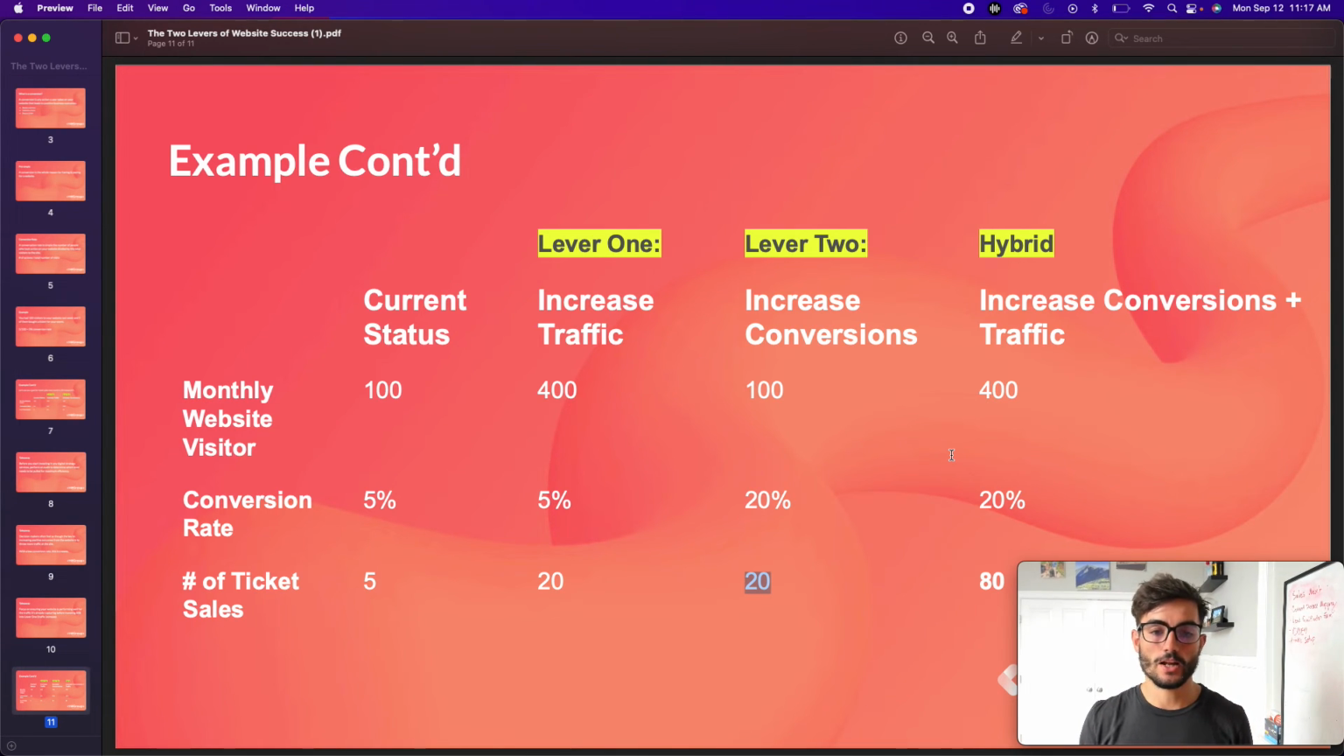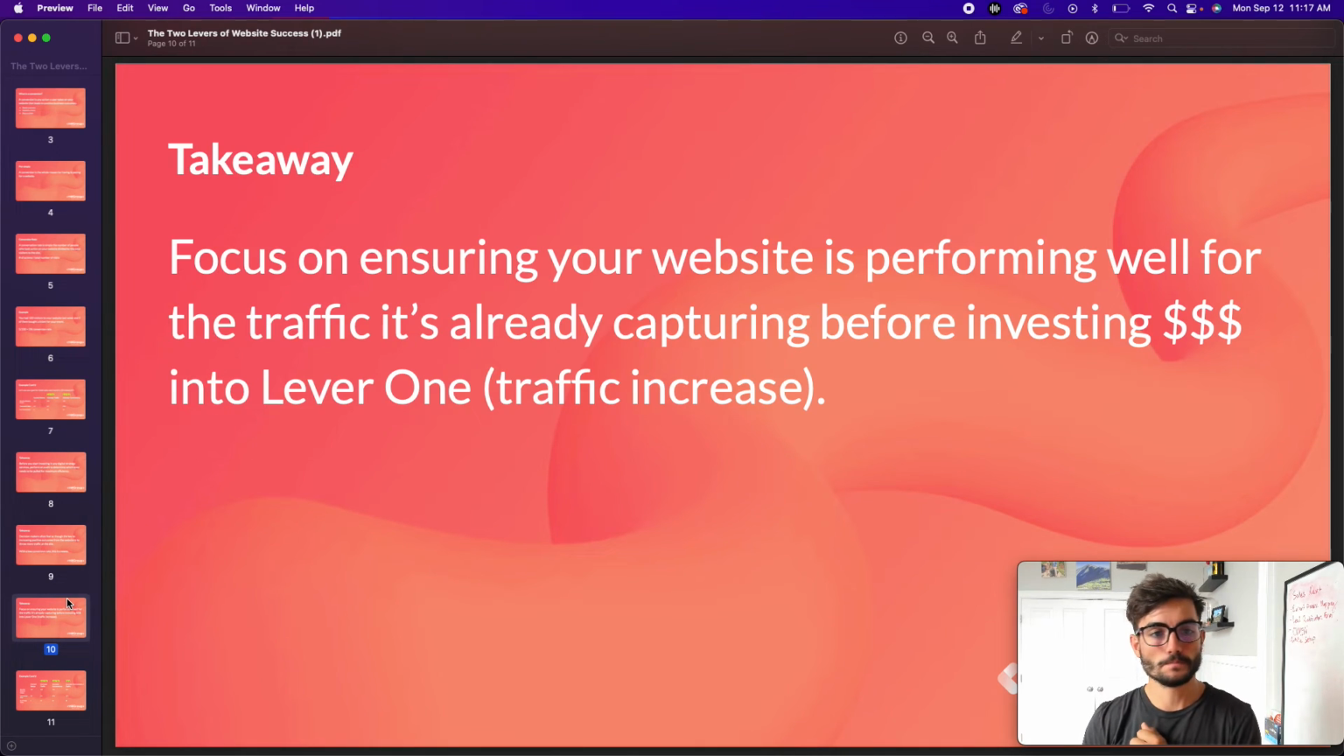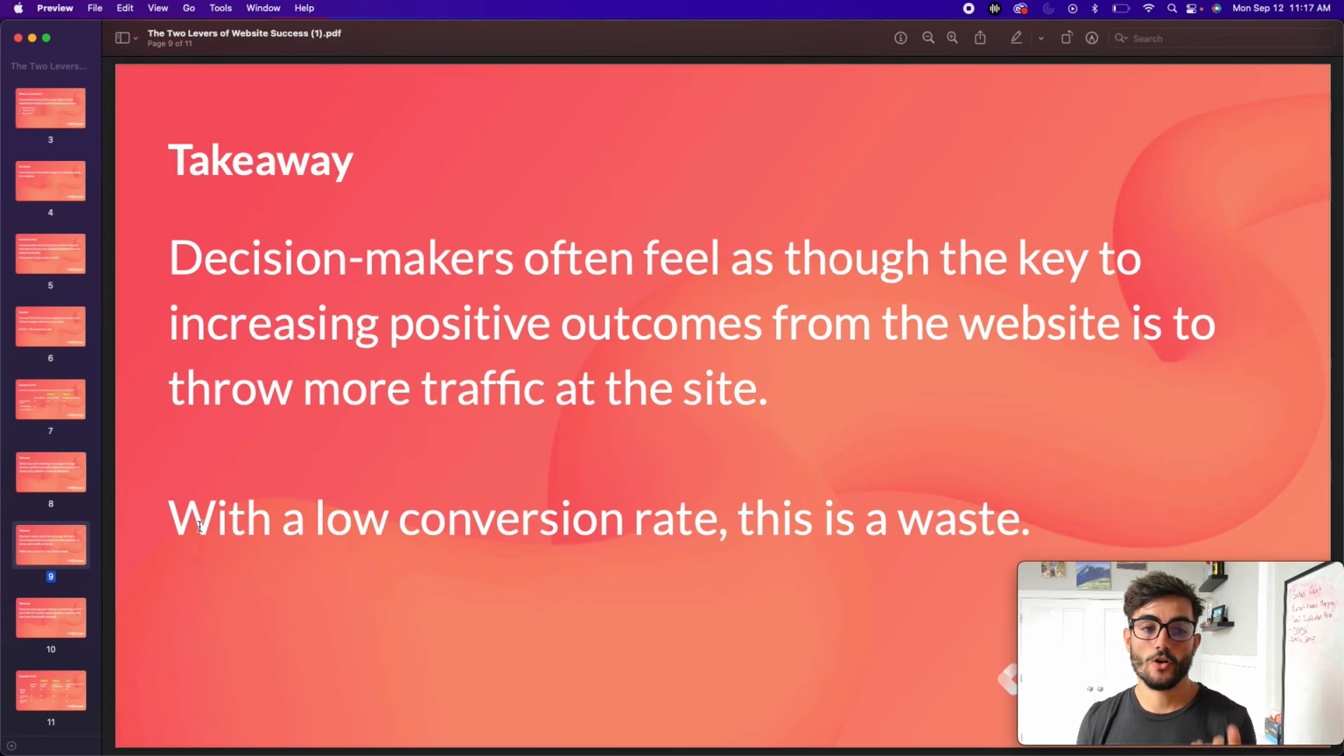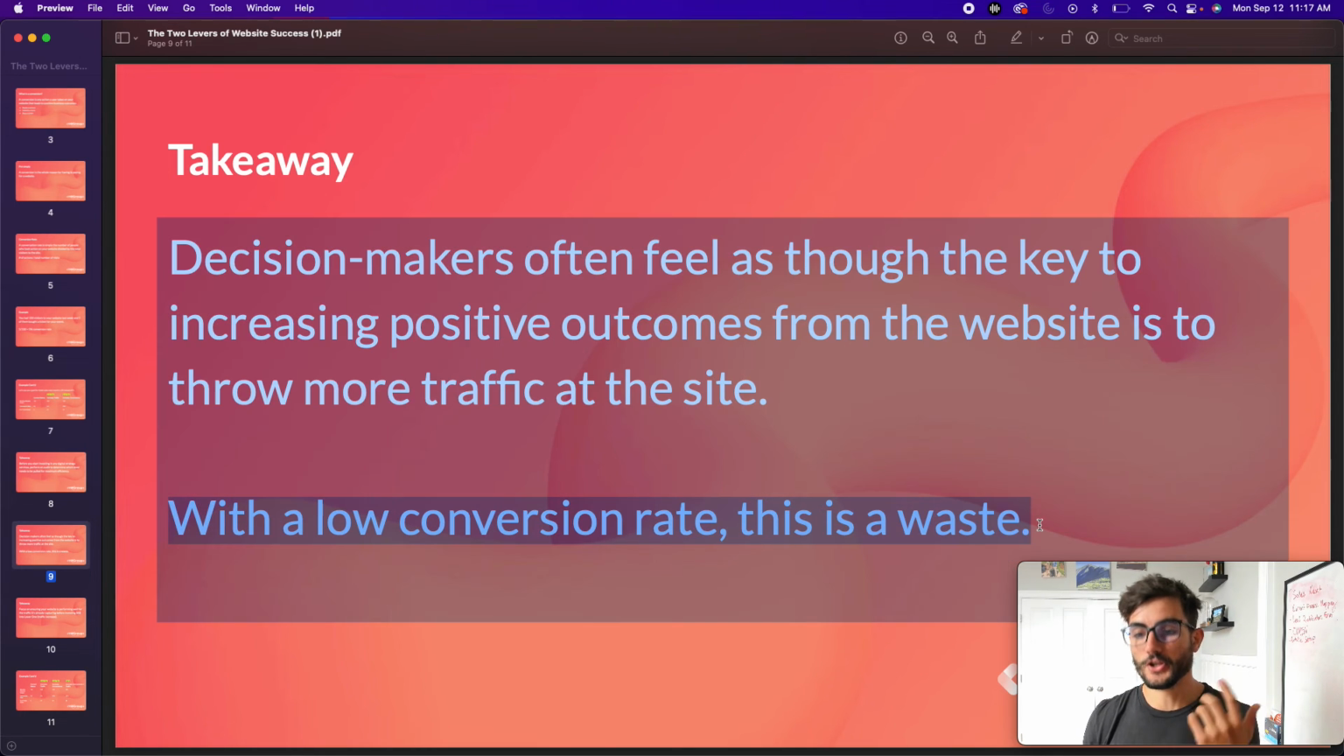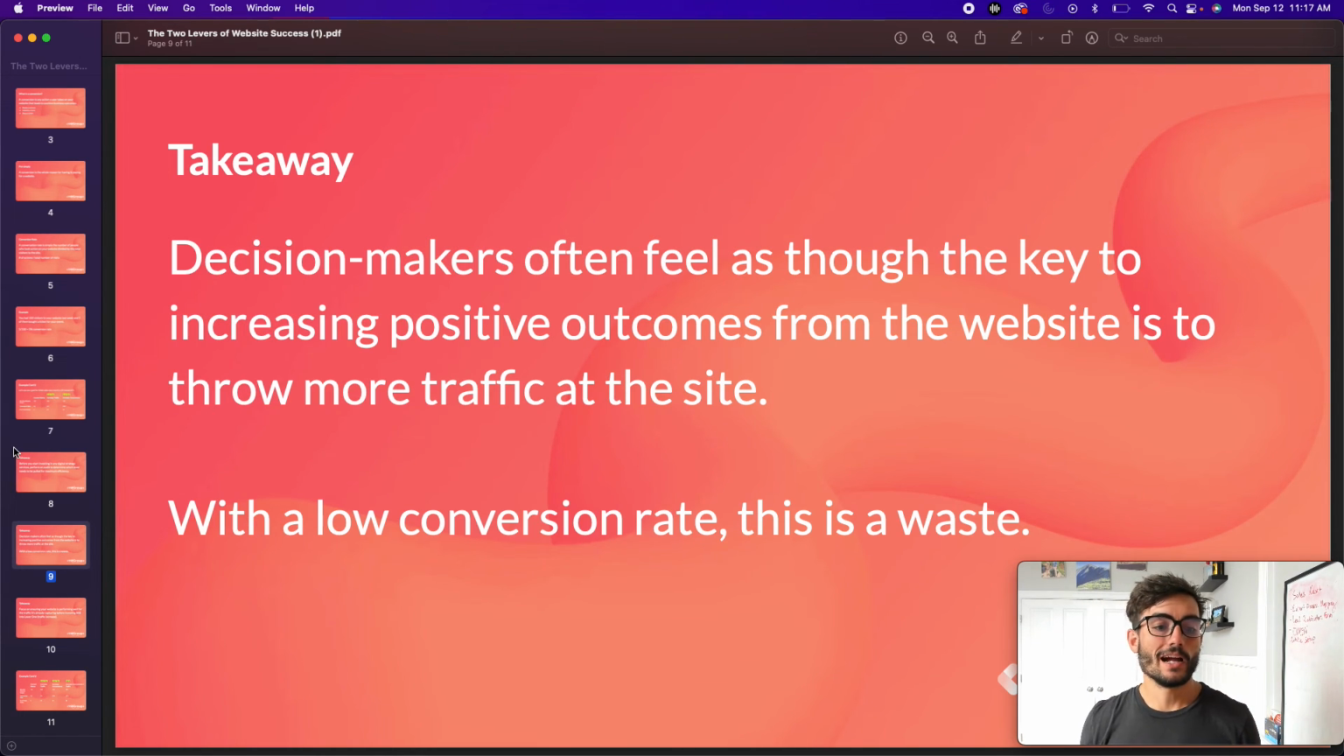The key is understanding which one you need now, which is the most effective lever to pull now, and what is the order in which you should be pulling them. Again, like I mentioned before, we think you should always focus on higher conversions to the website before you start funneling additional traffic, because with a low conversion rate, this could be a waste. So again, really high level, just wanted to get you some insight as to those two different levers you can pull.